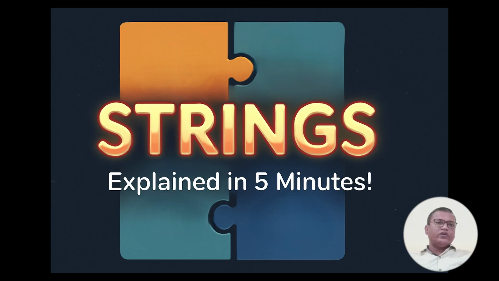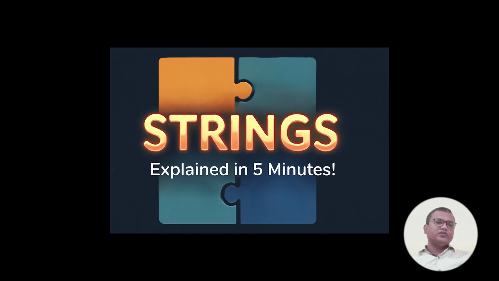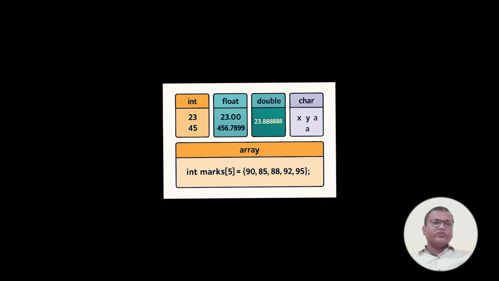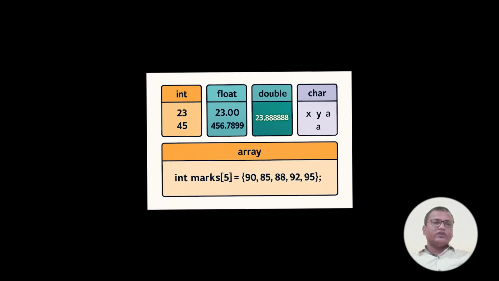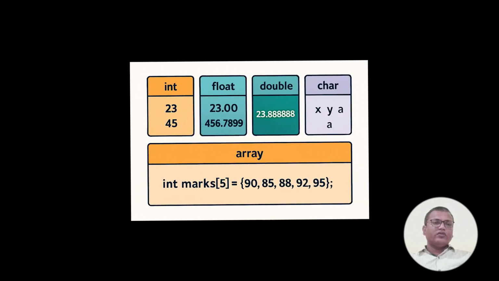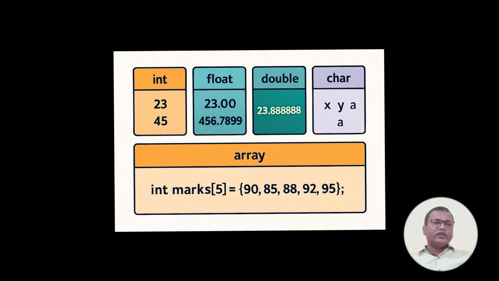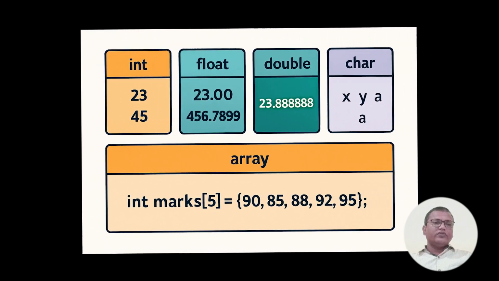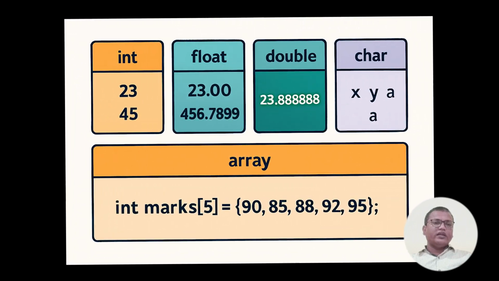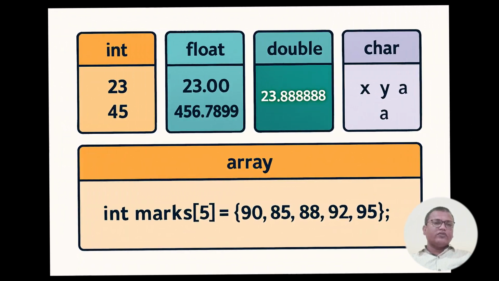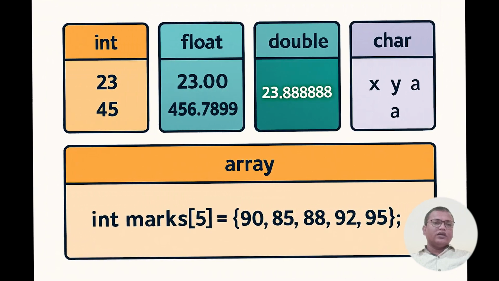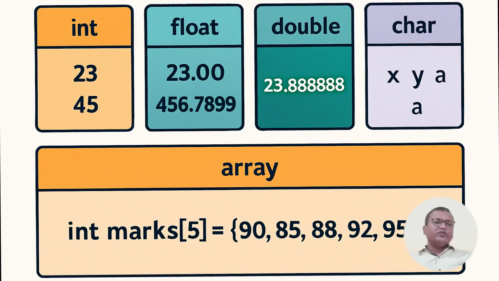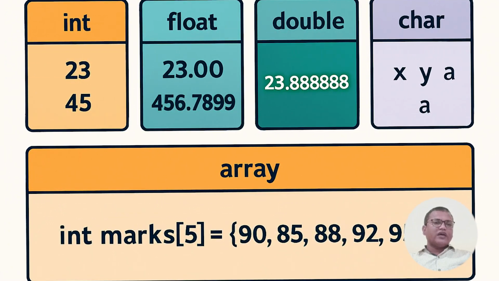Till now, we've seen various types of variables. Int for non-decimal numbers, like 23 or 45. Float for decimal values, like 2300 or 456.7899. Double for higher precision decimal values, like 23.88888. Char for storing a single character, like X, Y, or A. And if we wanted a collection of integers or floats, we used arrays.